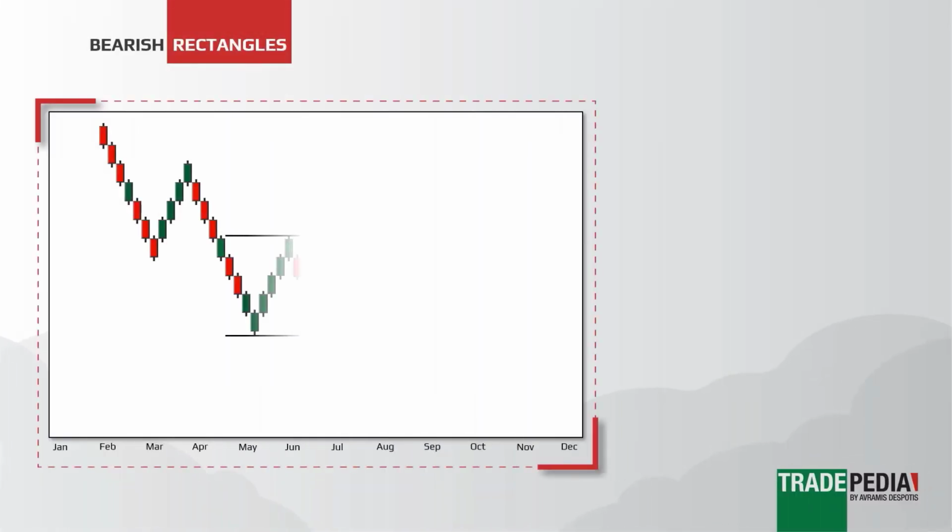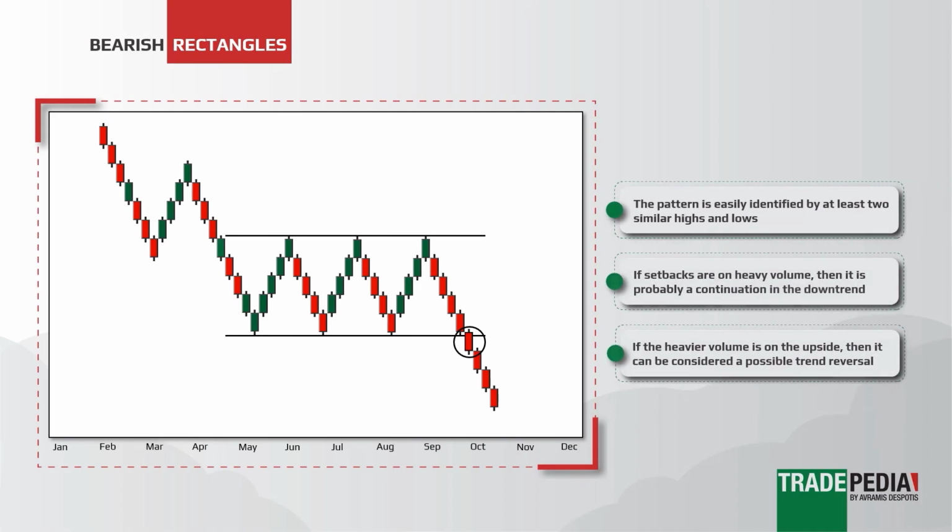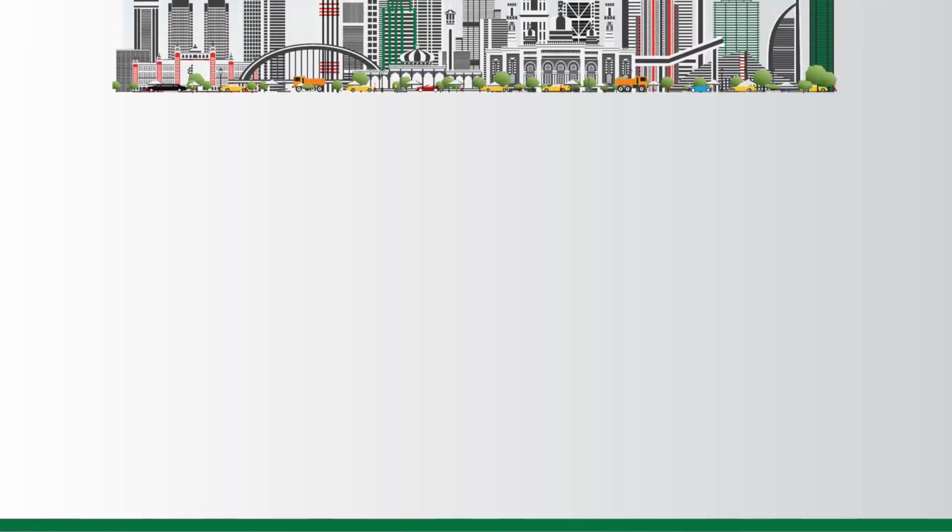The opposite case is that of a bearish rectangle. Again, if setbacks are on heavy volume, then it is probably a continuation in the downtrend. However, if the heavier volume is on the upside, then it can be considered a possible trend reversal.